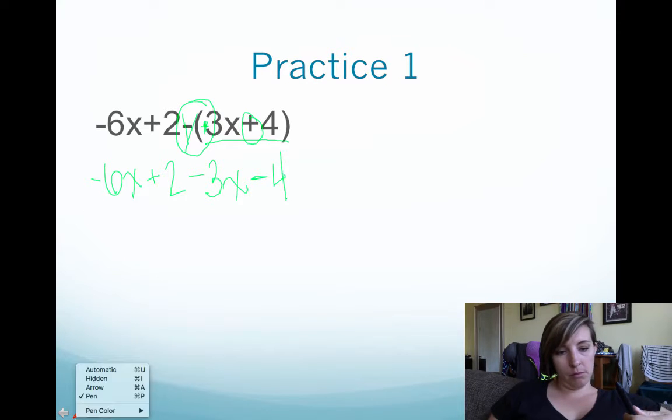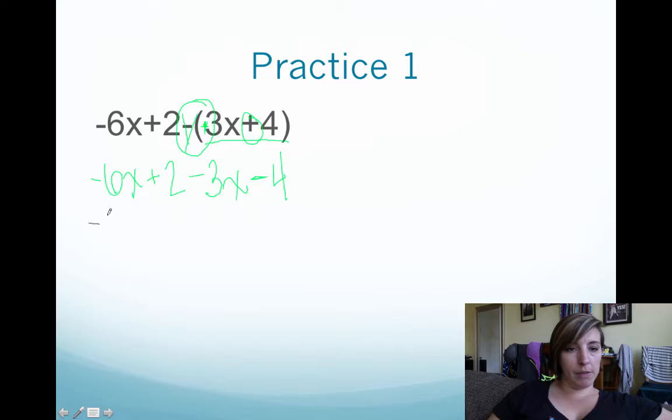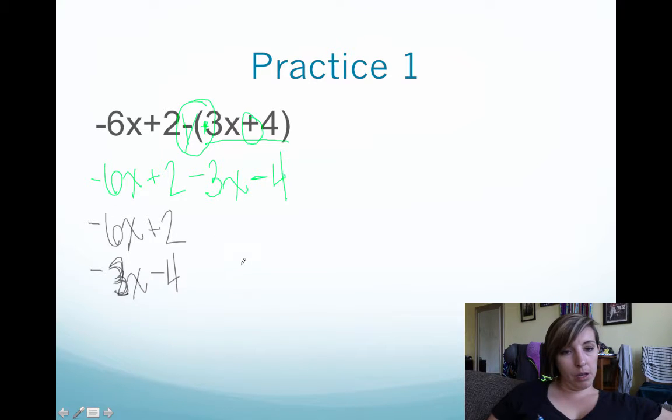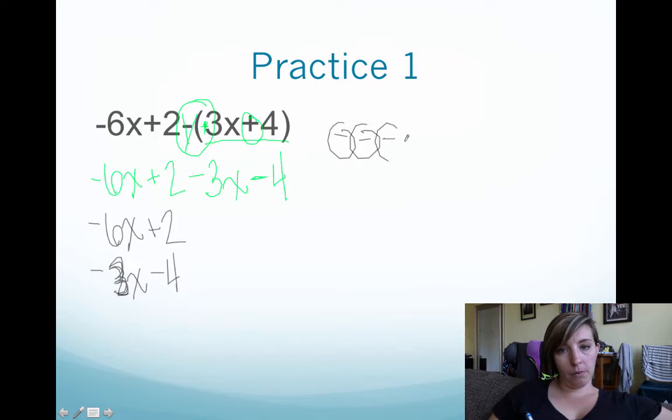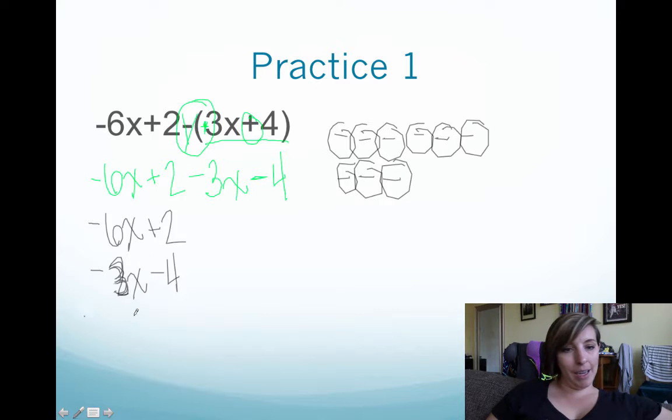I'm going to line this up because I like doing it vertically. So I'm going to start with negative 6x plus 2. And underneath this, I'm going to do minus 3x minus 4. All right. So on this one, I have a negative 6. And I'm adding on another negative 3, or minus 3. So I end up with 9 negatives. Negative 9x.